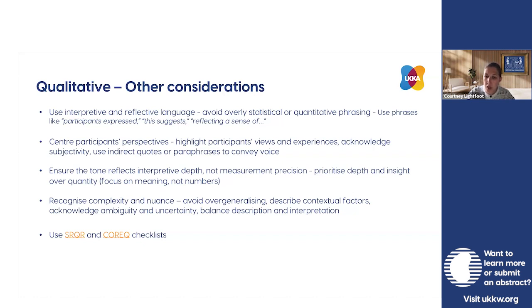And you want to ensure that the tone of your abstract reflects the interpretive depth and not measurement precision. So you want to prioritise the depth and insight over the quantity, so focus on meanings rather than numbers. And you want to recognise the complexity and nuance, so avoid overgeneralising, describe contextual factors, and acknowledge ambiguity and uncertainty. And there's a fine balance between the description and the interpretation. And again, like all the others, there are checklists that you can use to help you, and it's kind of either or for those. Thank you. Next slide.